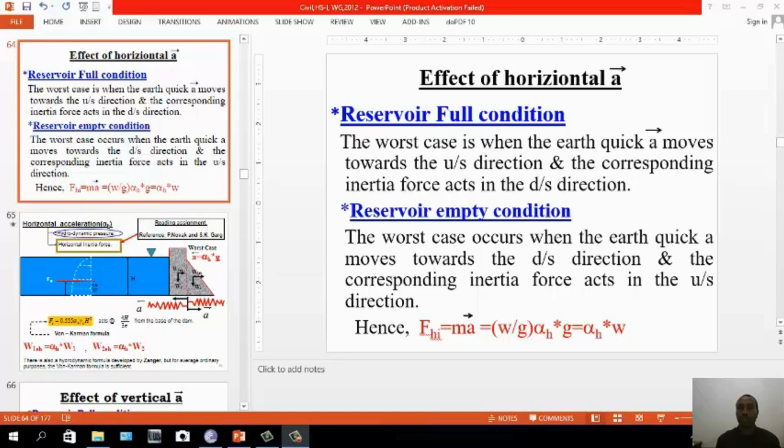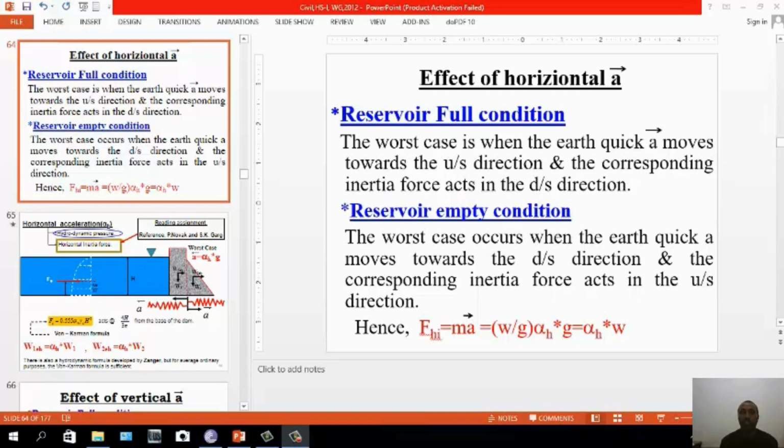See the effect of horizontal acceleration for reservoir full condition and for reservoir empty condition. Under this seismic horizontal acceleration, we should understand inertia, which is the resistance to the direction of motion. For reservoir full condition, the worst case is when the earthquake acceleration moves towards the upstream direction, then the inertia force will be to the downstream direction. As a result, the corresponding inertia may act downstream, and the dam may slide. So this is the worst case for reservoir full condition.